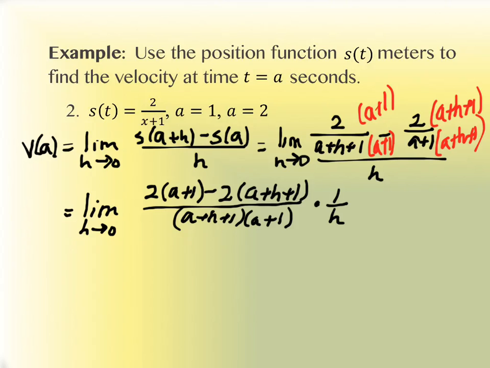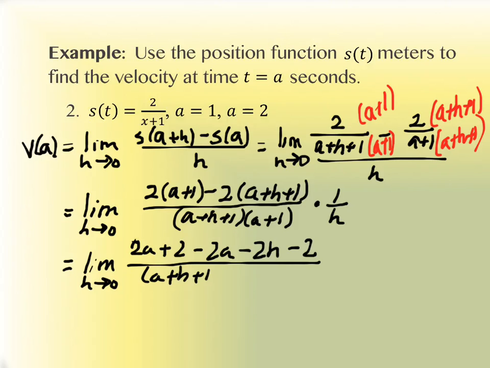All right. Let's simplify that numerator. Let's distribute. Let's multiply things out. So I have the limit as h approaches 0 of 2a plus 2 minus 2a minus 2h minus 2 over a plus h plus 1 times a plus 1 times h. What happens? Stuff cancels, that's exactly right, which is what we're going for, right? What stuff cancels? 2a and 2's. So what's actually left on top? Negative 2h. So everything that's left on top, and it's not very much on this one, has an h in it, right? Okay, good.